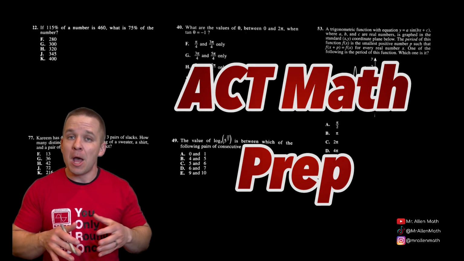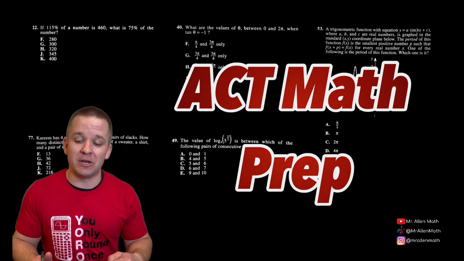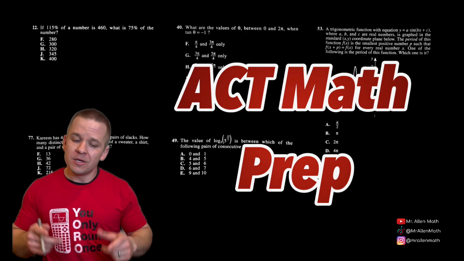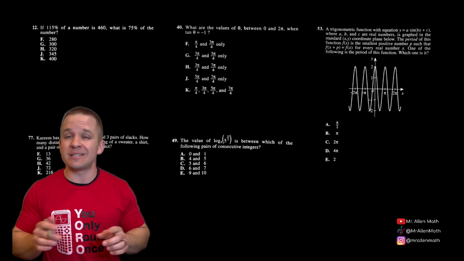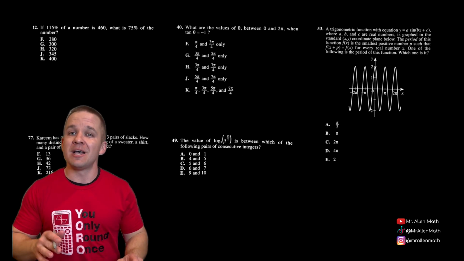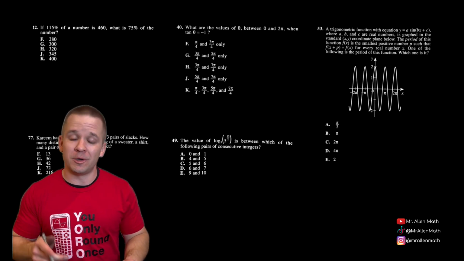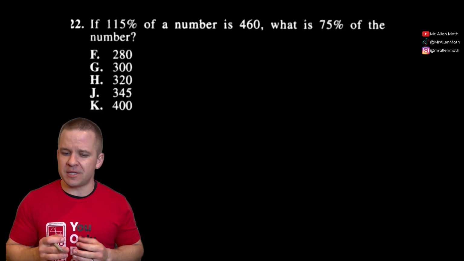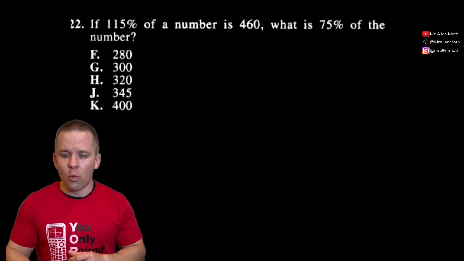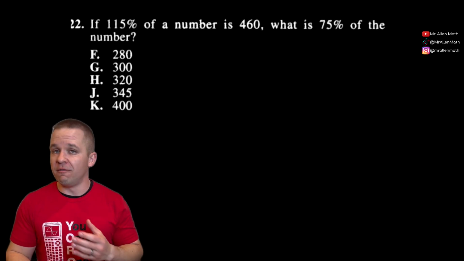Got a bit of a mishmash of different types of problems here in this video, but I think they're all going to be pretty darn helpful. Starting with that first one, which deals with percents. I always see these percent problems on ACT practice tests and the actual one, so let's check it out. So if 115% of a number is 460, what is 75% of that number?